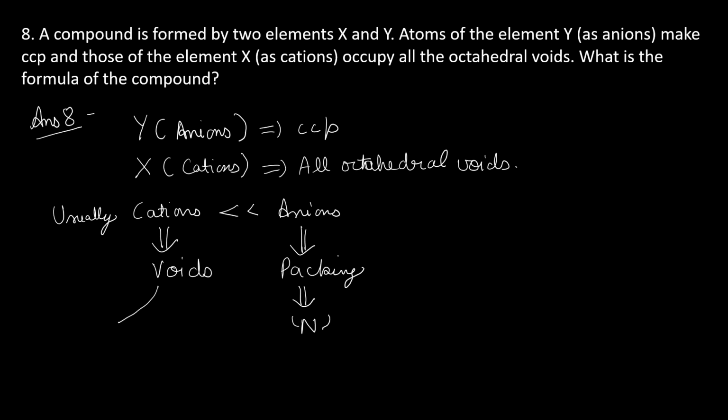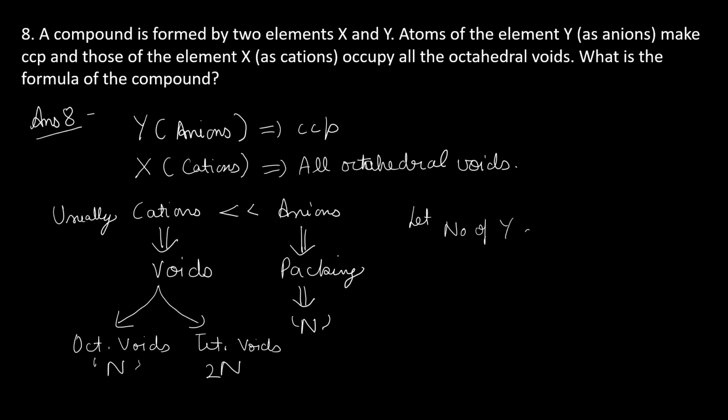if the number of atoms involved in packing be n, then the two types of voids in three-dimensional packing are octahedral voids, they are n, and tetrahedral voids, they are 2n. So if n atoms are involved in packing, then the octahedral voids will be equal to n and tetrahedral voids will be double, that is 2n. Now as per this question, Y atoms are involved in packing, so let the number of Y atoms be n because they are involved in packing.